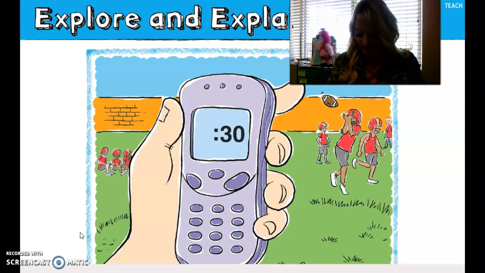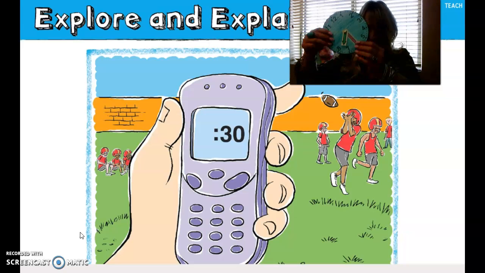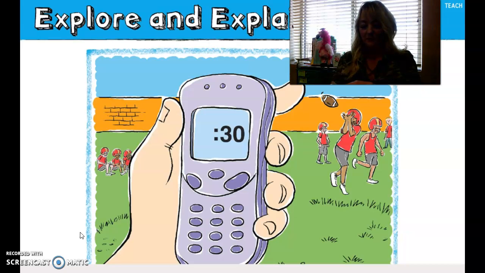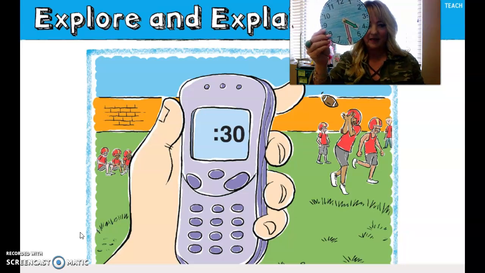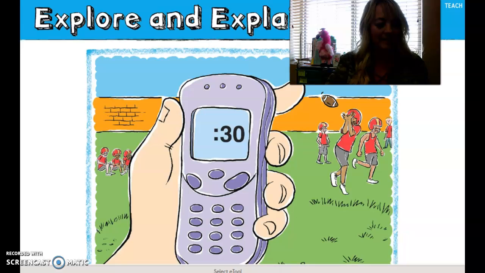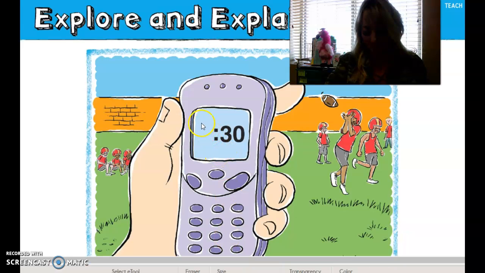Tyler's football practice ends at 4:30. Use your digital clock to show the time. So 4:30, and the minute hand would be right down to the 6. And then the way to write that on the digital clock, pretty simple. We would write 4:30.